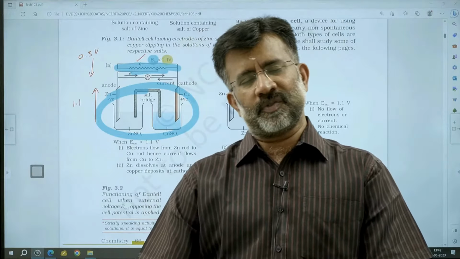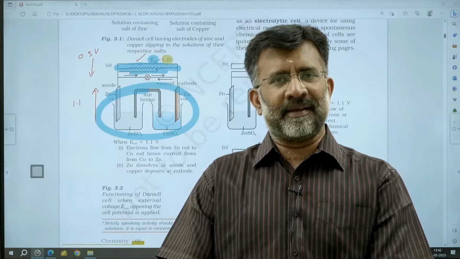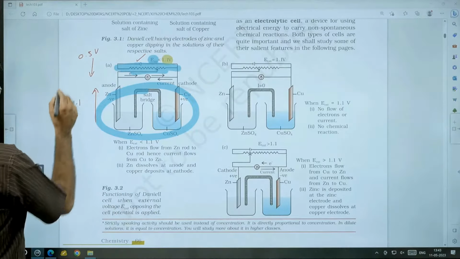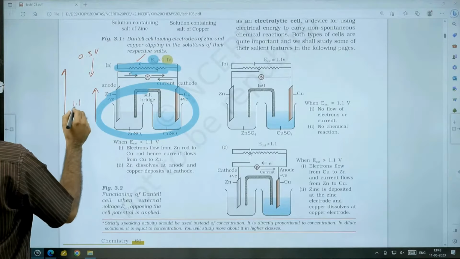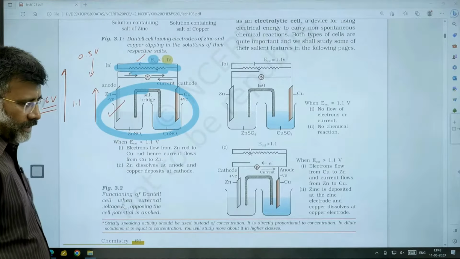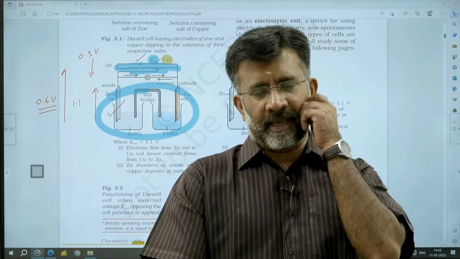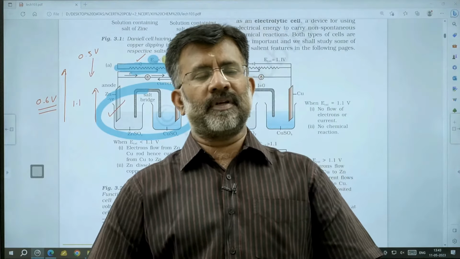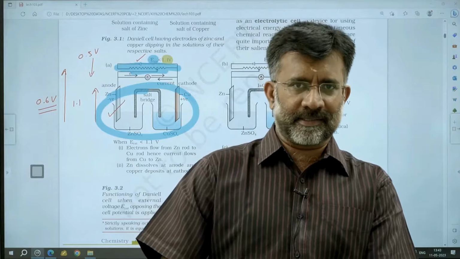What will happen? You just tell me. In which direction will there be a net EMF? Very simple. The net will be away from the cell, out of the cell. So it will be 1.1 minus 0.5, which is 0.6 volt provided by the cell. That means everything will work as we have explained. At the anode there will be oxidation. At the cathode there will be reduction. There will be flow of electrons from anode to cathode, and the conventional flow of electricity will be in the opposite direction. Everything happens the way we have discussed.